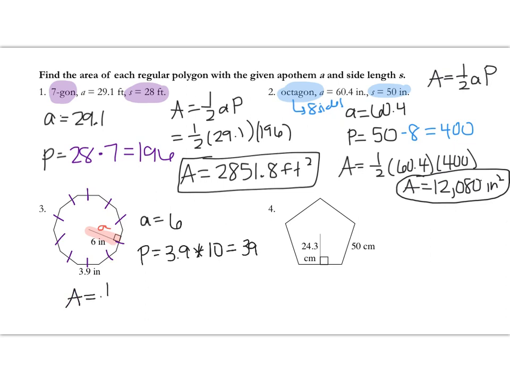And then I'm just plugging that into the area formula. That's 1/2 of 6 times 39. And I multiply that out on my calculator. 6 times 39 divided by 2 is 117 inches squared.